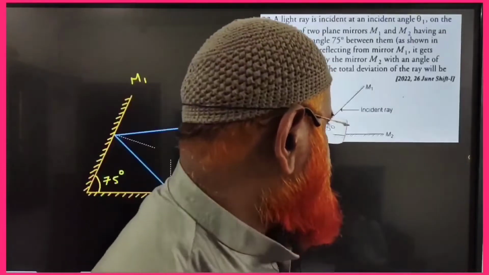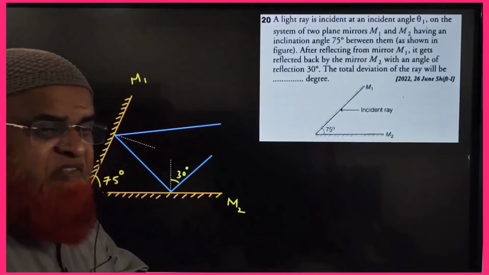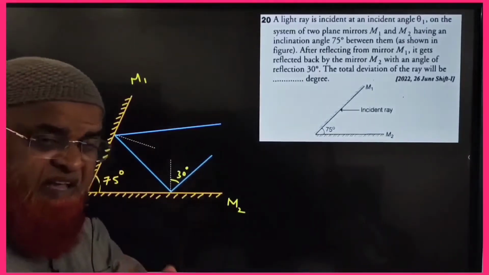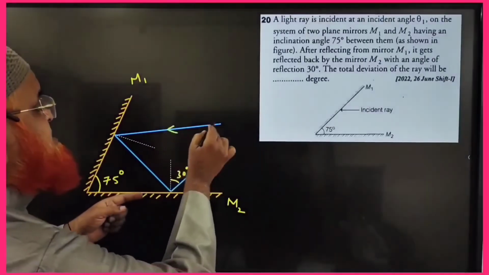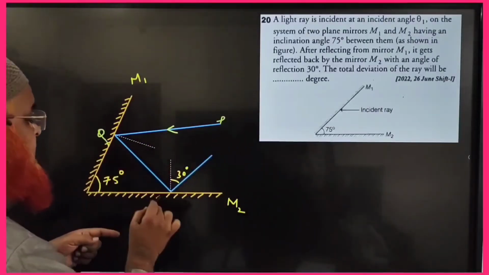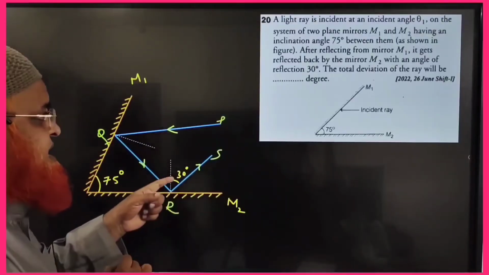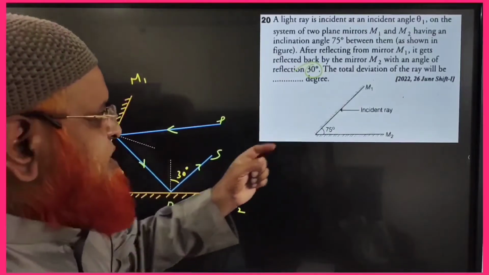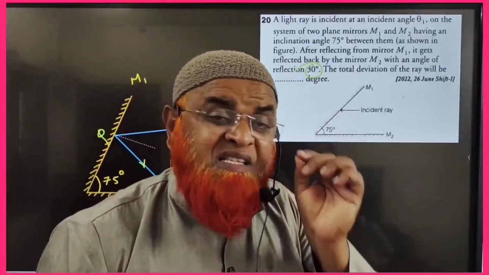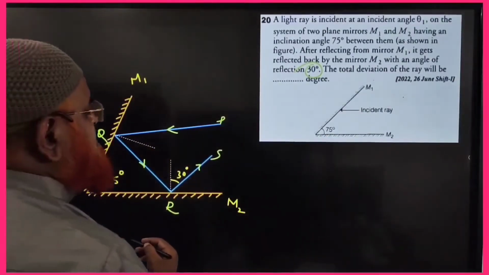Now let us go for the next problem here. In this next problem, it is said that the angle between the two mirrors is 75 degrees, and the light is incident in this direction, that is P, Q and R, and in this direction it is coming out. It is given that it is 30 degrees in the problem itself. And what is he asking? He is asking us to find out what is the total deviation. So how are you going to find out the total deviation?